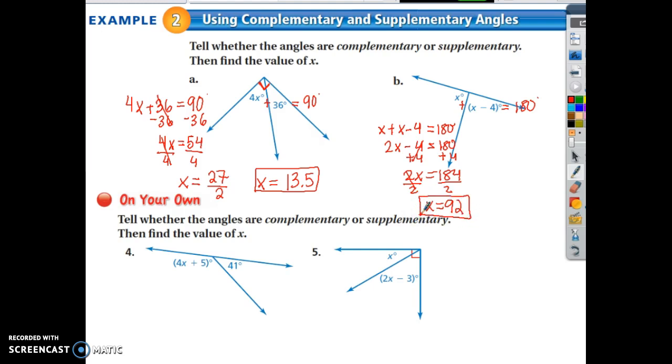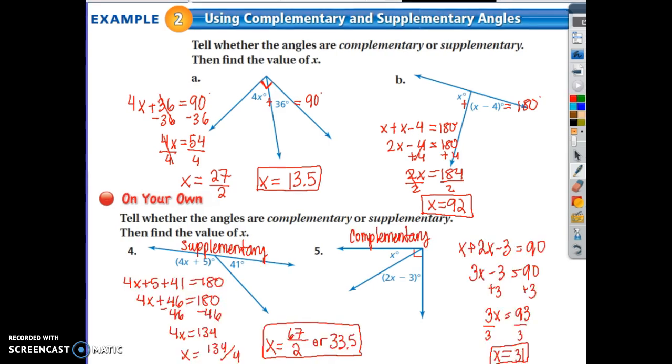Go ahead and take a moment to pause the video and try the next two on your own. In number 4, the angles are supplementary, which means that 4x plus 5 plus 41 is going to be 180 degrees. Solving for x, I found that x is either equal to 67 over 2 as a fraction or 33.5 as a decimal. In number 5, the angles are complementary, meaning that x plus 2x minus 3 is going to equal 90. Solving for x, I find that x will equal 31.